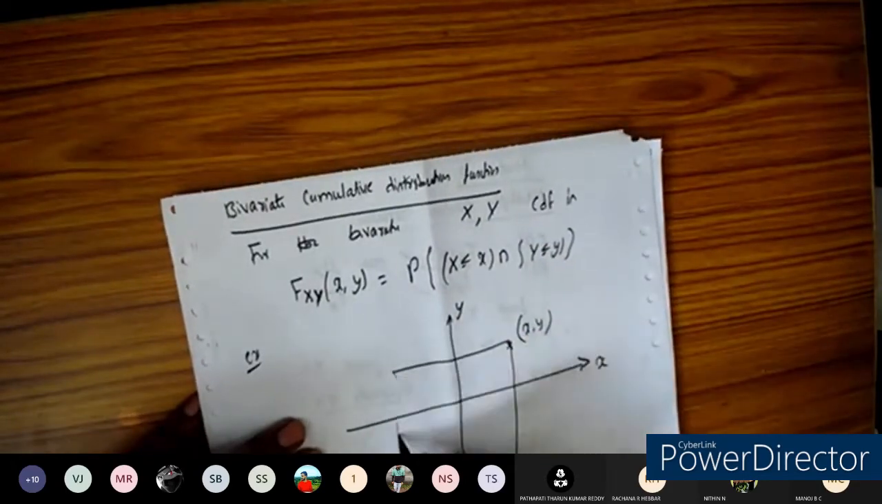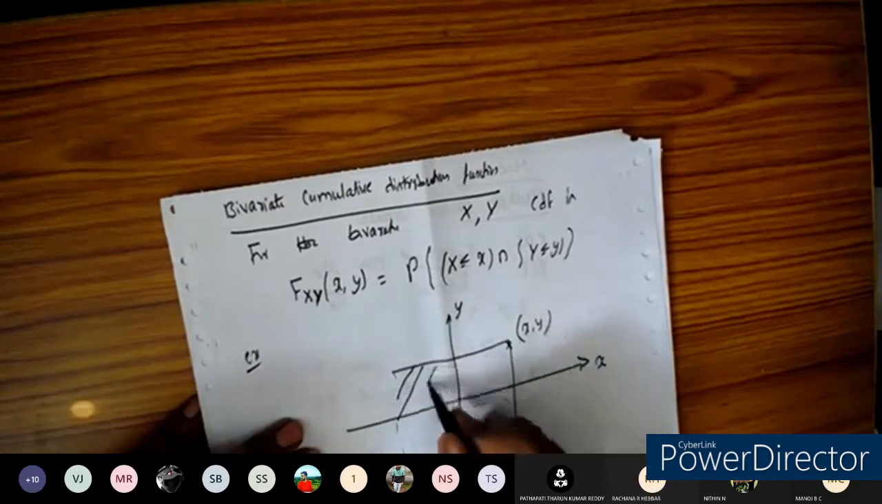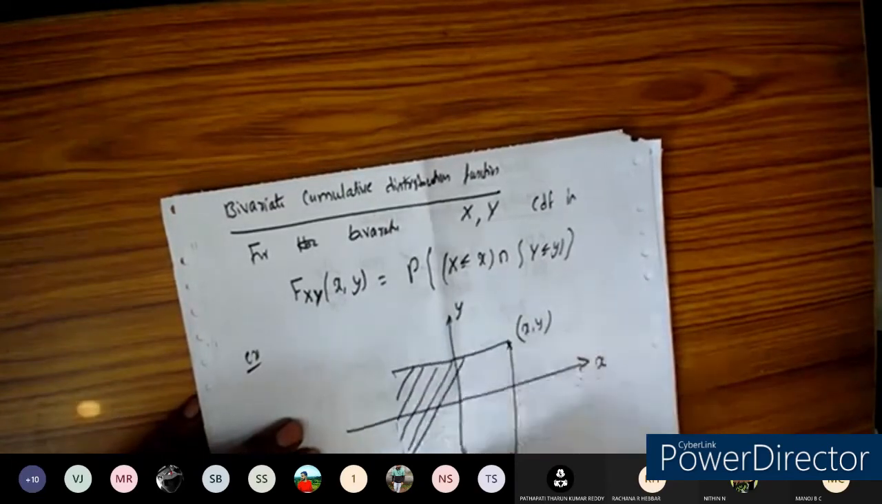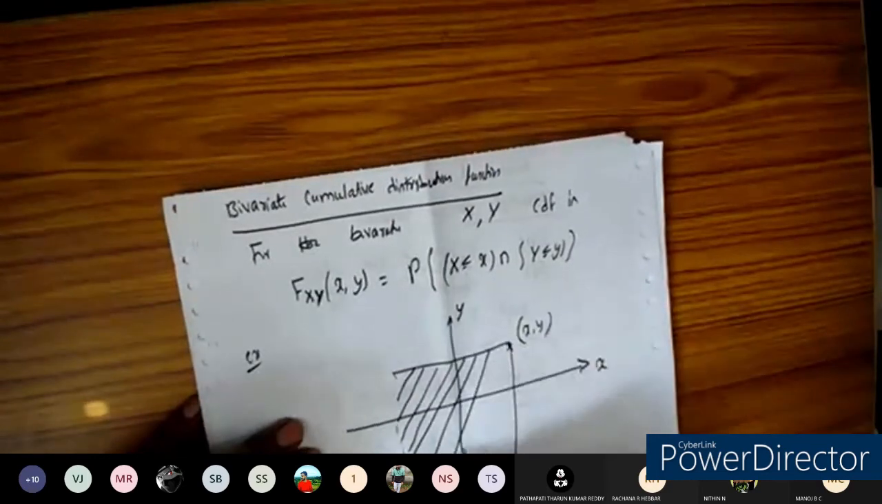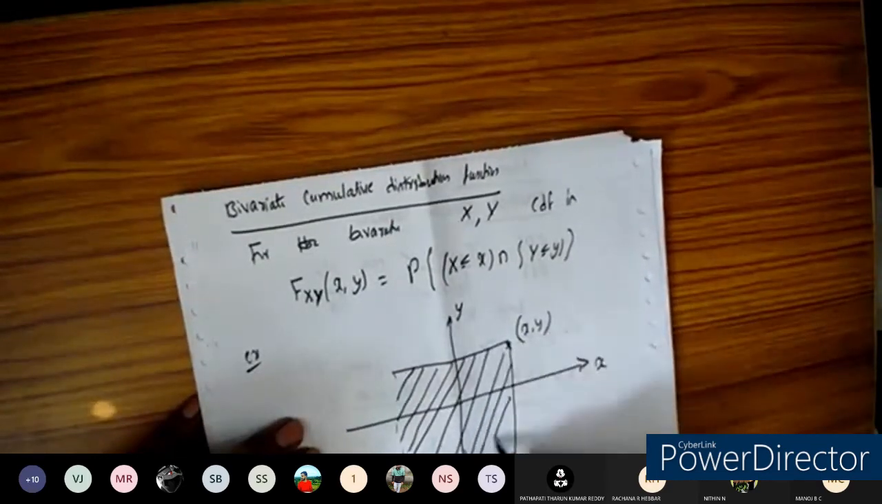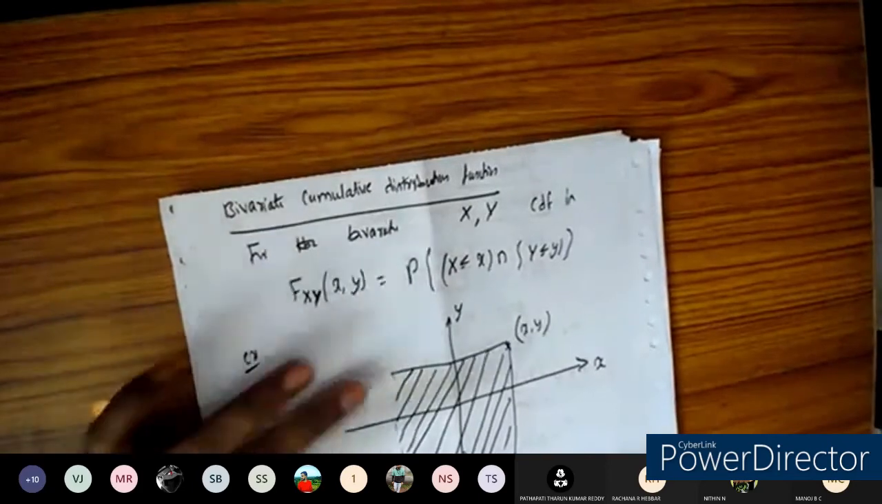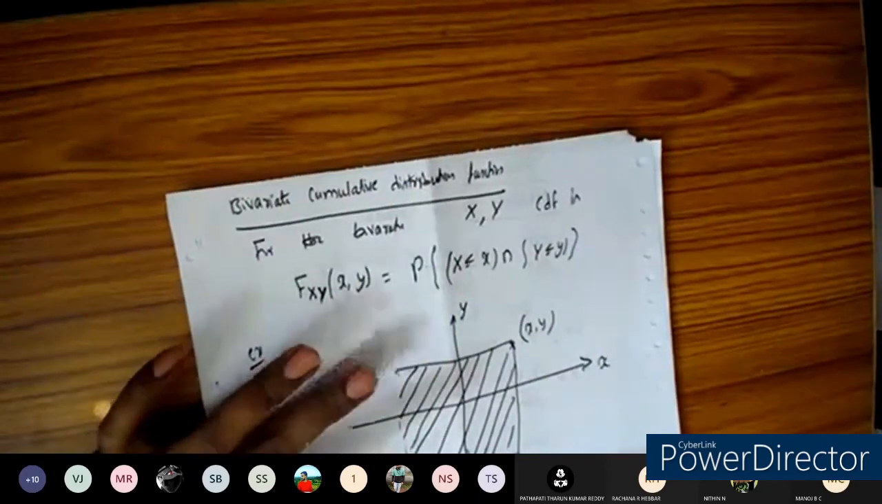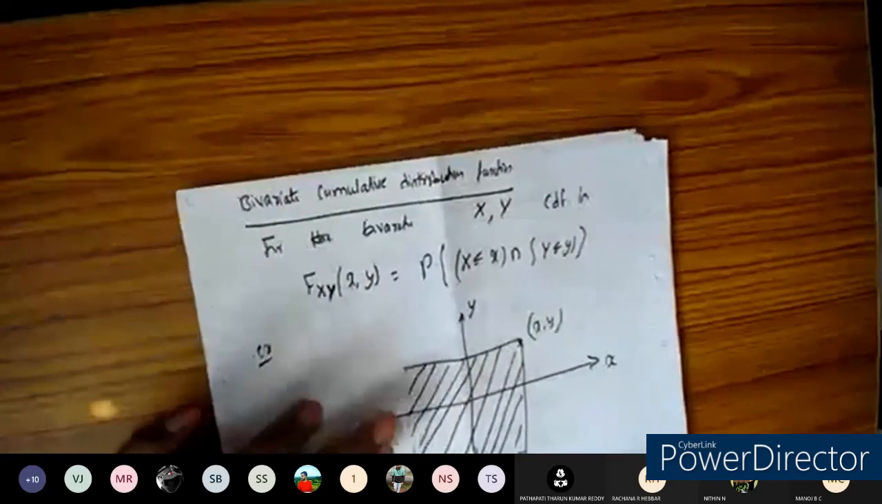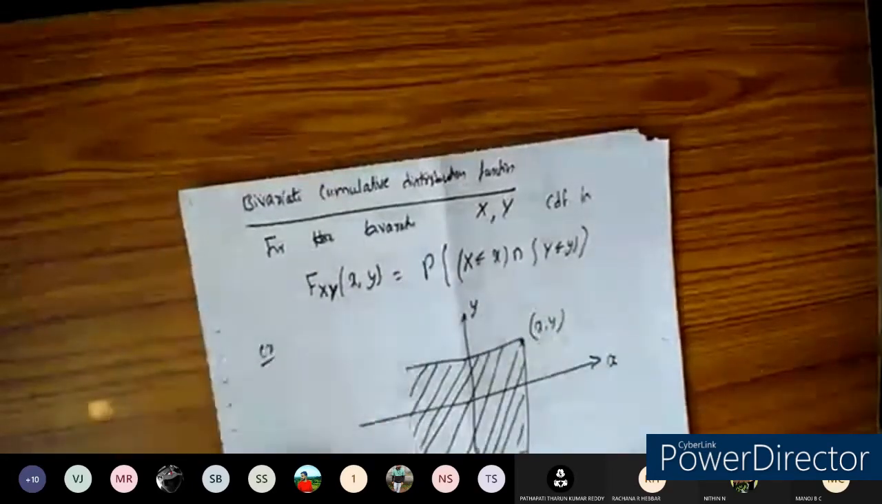So I can define this as a region, which we can shade, or I'm just going to mark it with lines like this. So we can define the bivariate CDF on the x and y plane like this. This is one example we can give for the bivariate CDF.